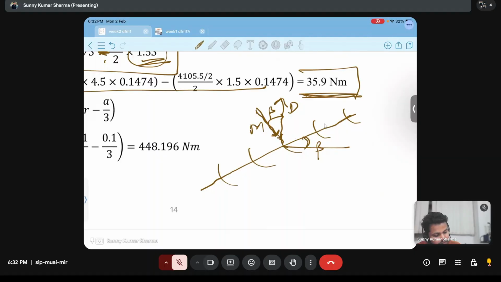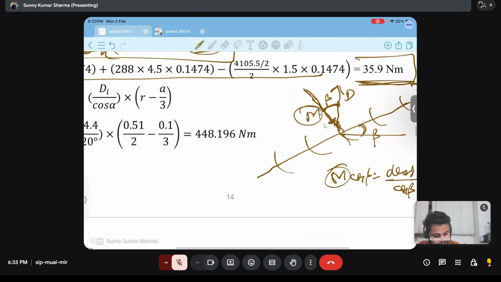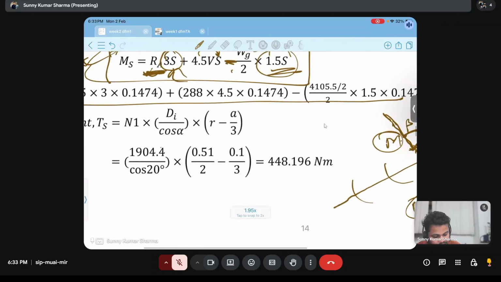Now, what will be the moment? What will be the moment force that will try to bend this shaft? M into cos beta will be the draft value. So, what will be the value of M? M will be draft by cos beta or cos alpha. So, this is the value.